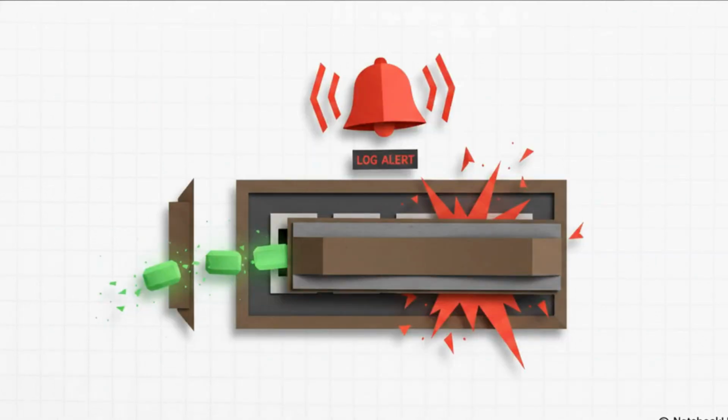Then we have restrict. This is kind of your middle ground. It actively drops packets from unauthorized sources while keeping the port itself active for any traffic that's actually allowed. But most importantly, it makes you know about the breach by sending a log alert and incrementing a violation counter. It's letting you know someone is out there rattling the doorknob.